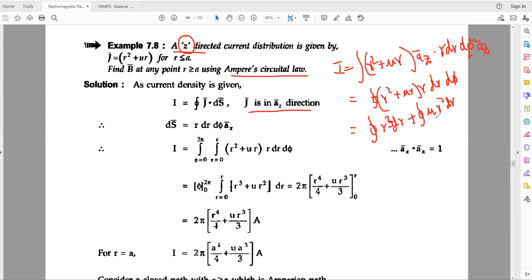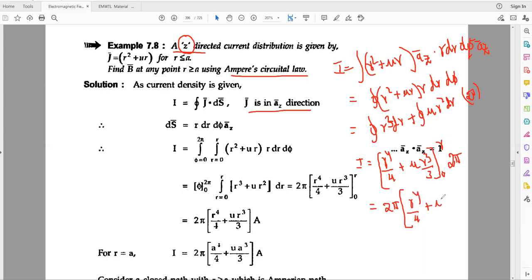And then the d phi integral also, which is 2 pi. Therefore, I is equal to R power 4 by 4 plus mu R cube by 3, and you can apply the limits 0 to R and 0 to 2 pi. That is equal to 2 pi times, first of all, you can substitute the R value. As R is equal to A, we are saying it is an equal-to condition also.